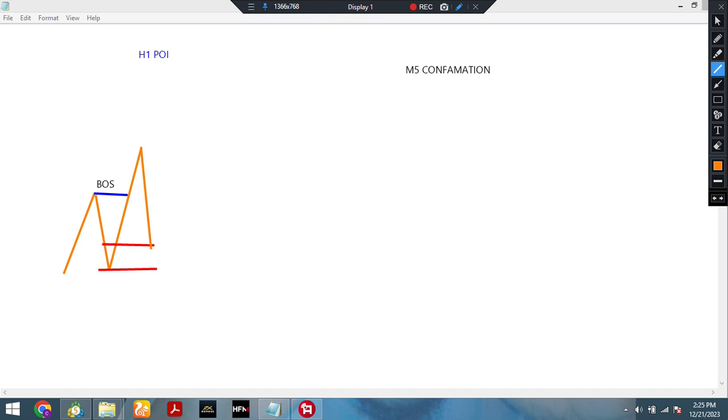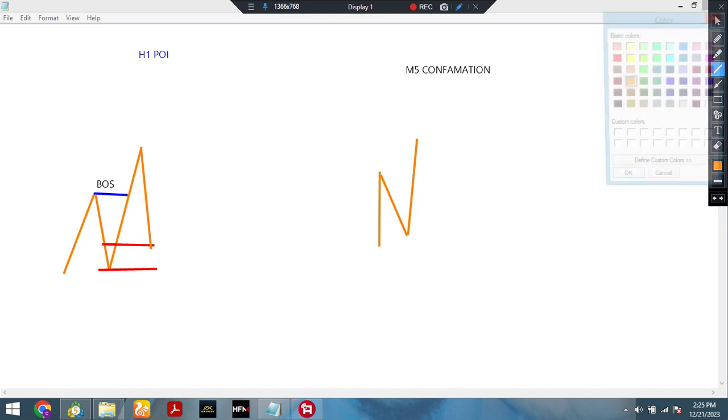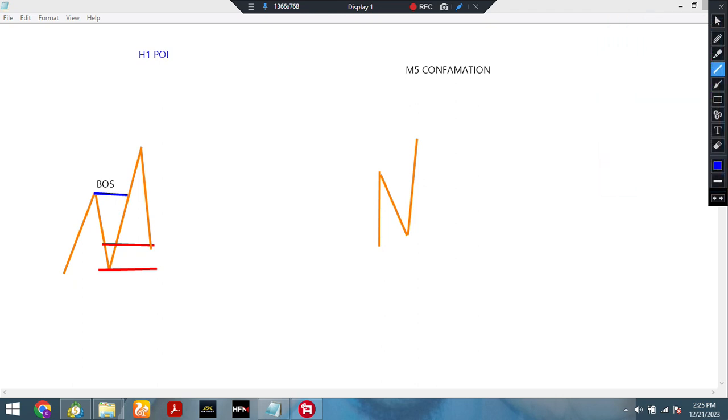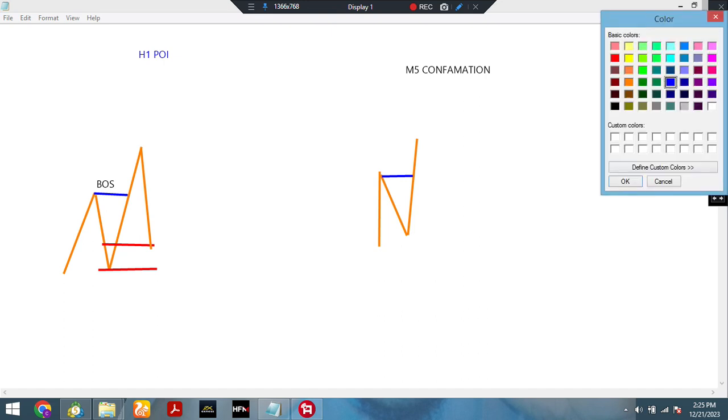Now in your M5, you see price doing a similar thing like this. It will first give you a BOS. You see something like this. Automatically here is now your area of interest in the M5.